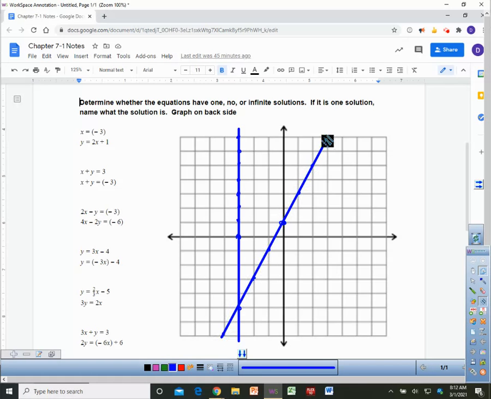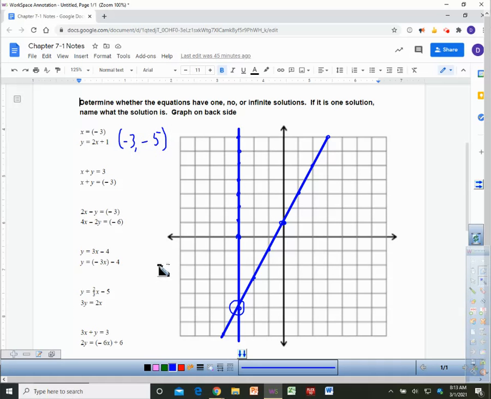Okay, so that is what our 2 graphs are going to look like for the first one. That's x equals -3 and y equals 2x plus 1. So as you can see from these lines, are they intersecting, are they the same line, or are they parallel? They're intersecting. So our answer is going to be where they cross each other, which would be this coordinate right here. So your answer for number 1 is -3, -5.